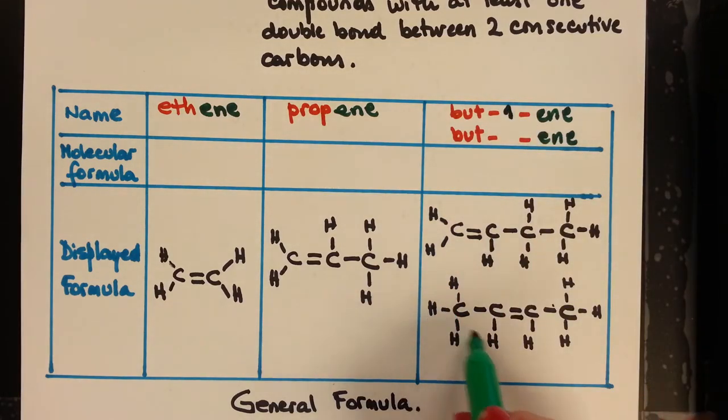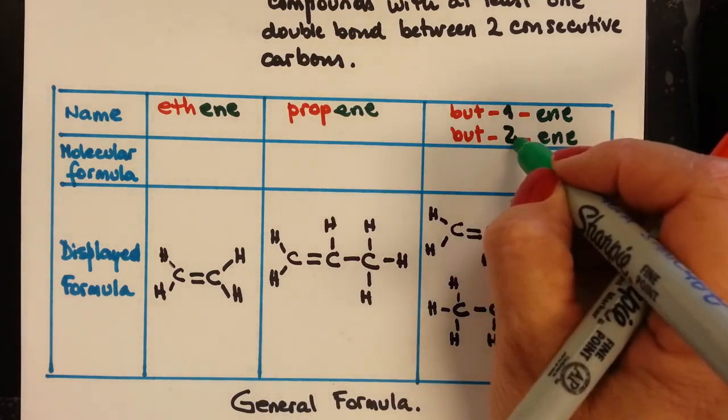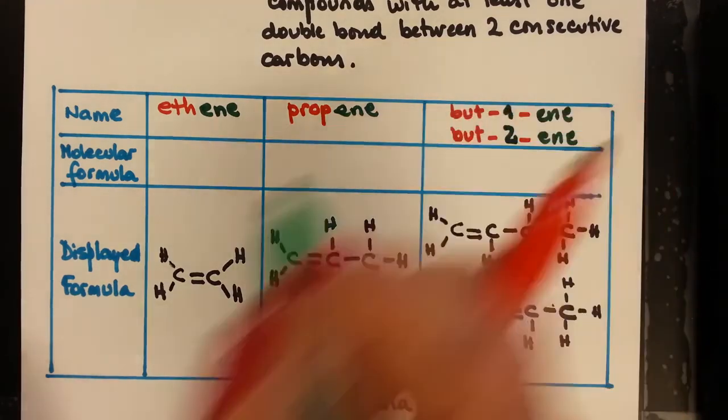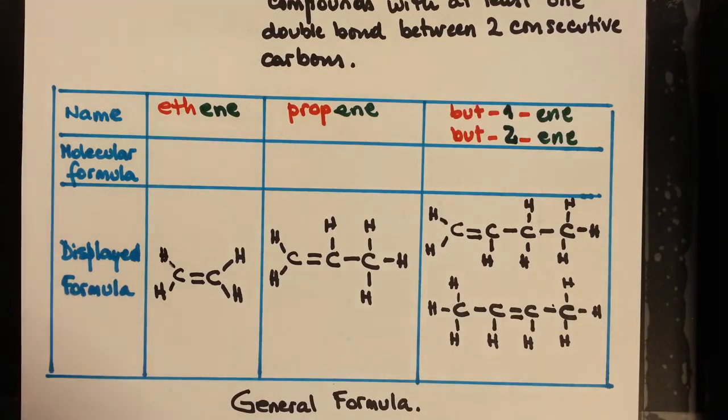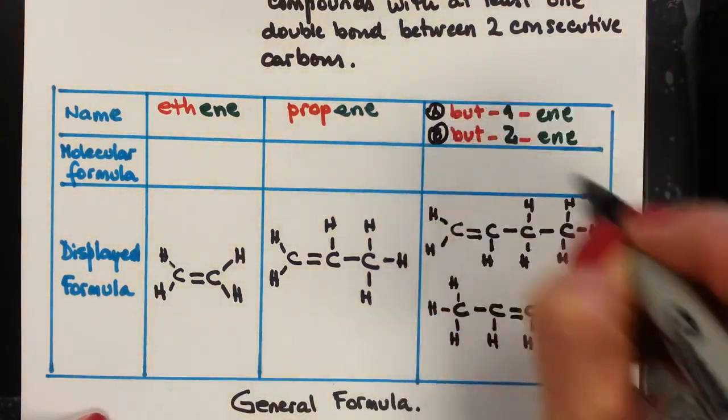In the second one, this one, if I begin counting from here, it's going to be 1, 2. So that is the 2 for the double bond. If I begin here, it's 1, 2. So anyways, it's going to be but-2-ene in both cases. This is going to be for structure A, and this one for structure B.